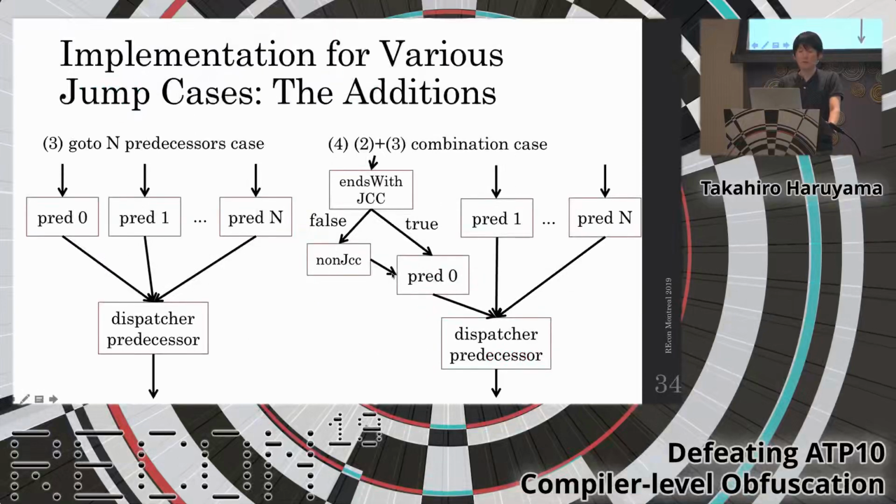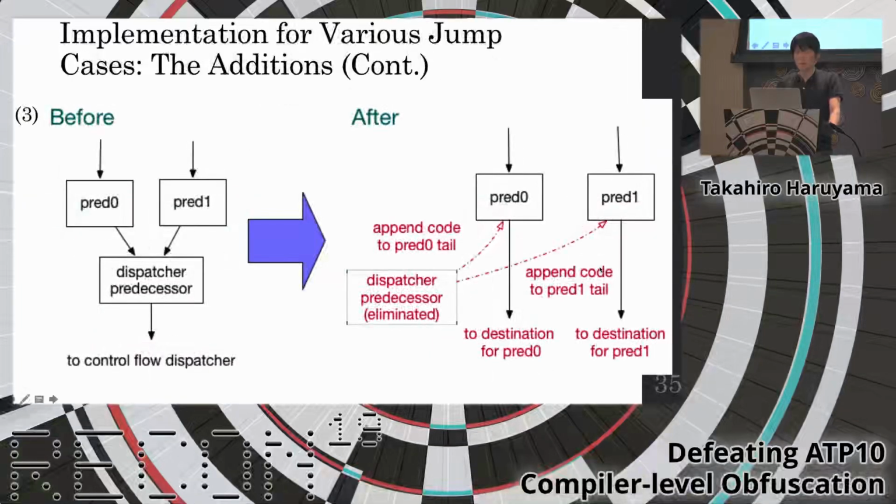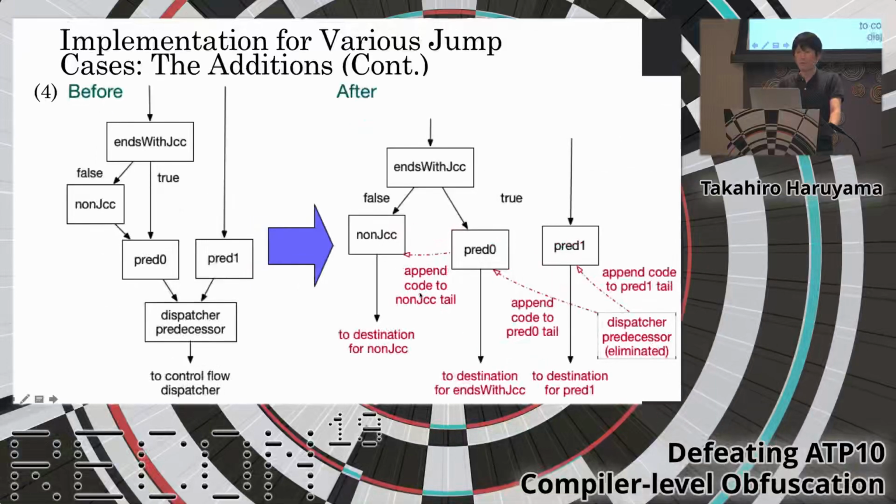The modified code supports 3 more jump cases. Case 3, the goto any predecessor case. Case 4, a combination of 2 and 3. Handling case 3 is similar to case 2, but the dispatcher predecessor will be eliminated. In jump case 4, appending code occurs twice. First, to each predecessor. Second, to non-JCC.